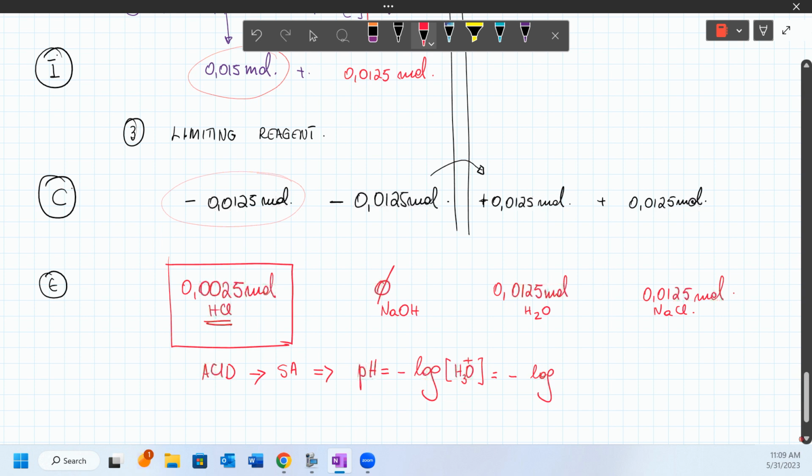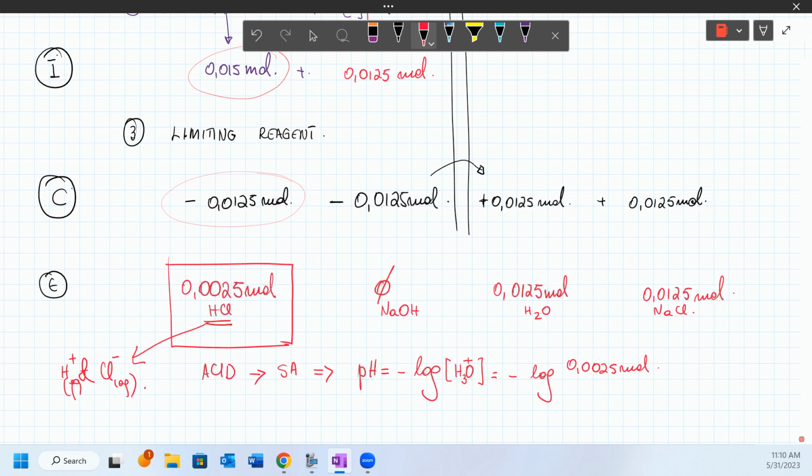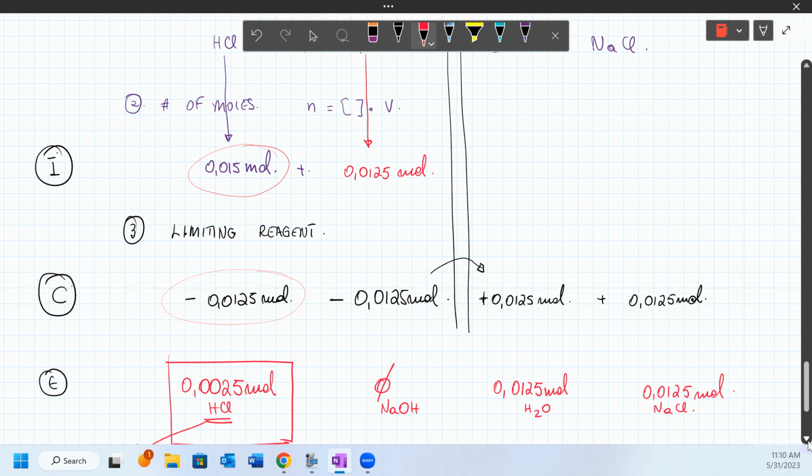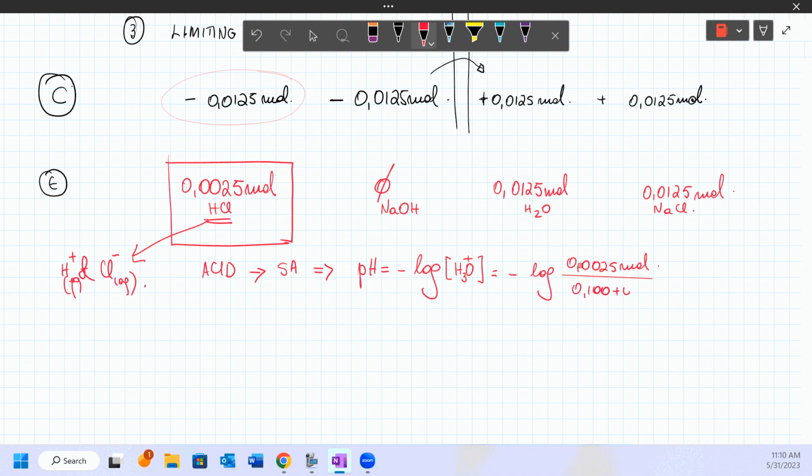Concentration is number of moles over the volume. So it will be 0.0025 moles. And since we have, again, a 1-to-1 ratio, because this is ionized into H plus and Cl minus, we'll have the same number of moles for H plus as we have for HCl, over the volume. What is the volume here? Let's go back to the initial. The volume of everything that we have here is 100 plus 150, so 0.100 plus 0.150 liters, will be the concentration of the hydronium.